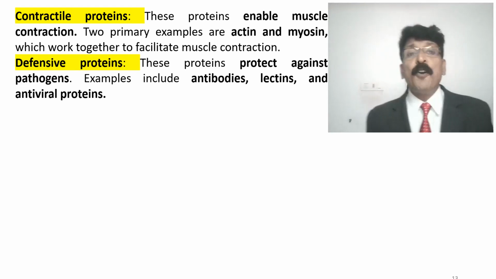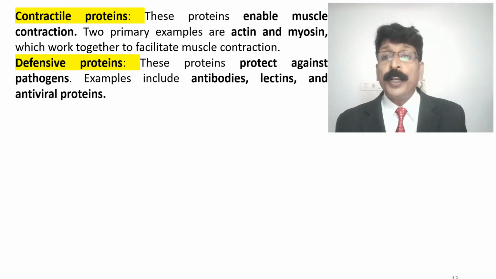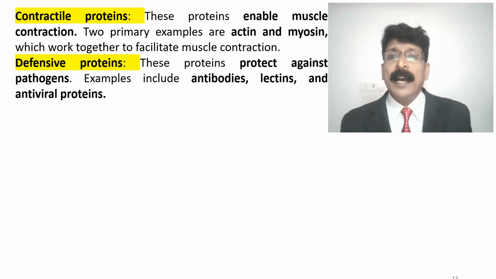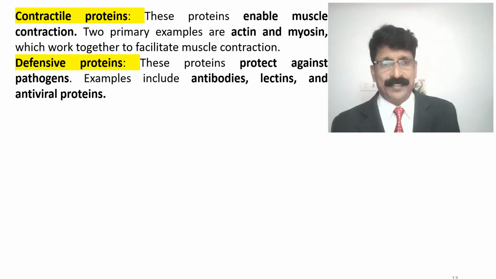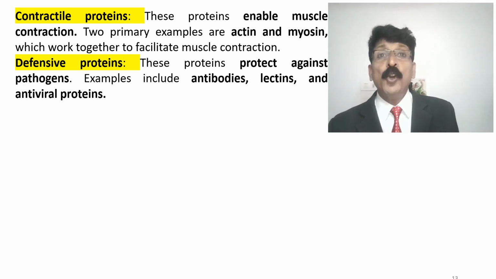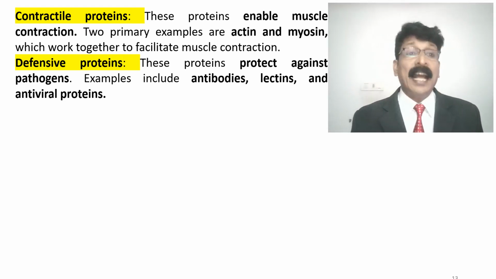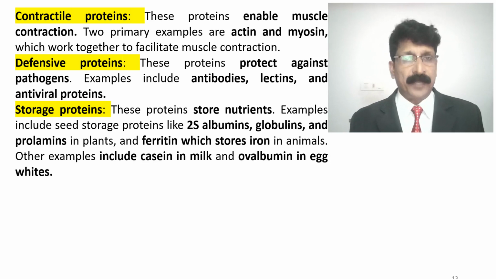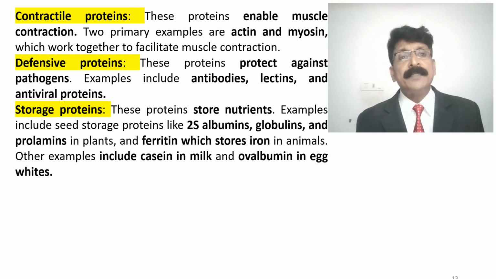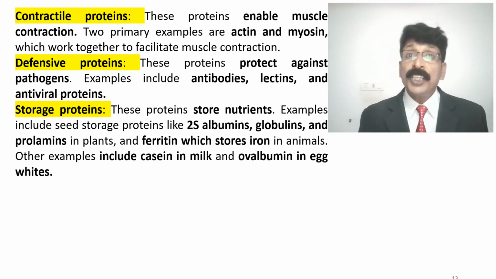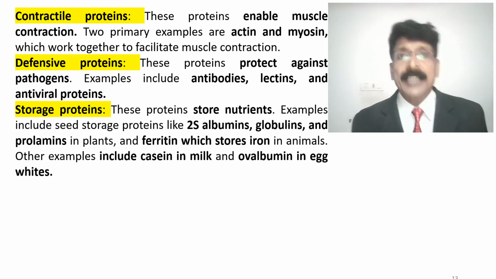Defensive proteins. These proteins protect against pathogens. Examples include antibodies, lectins, and antiviral proteins. Storage proteins. These proteins store nutrients.